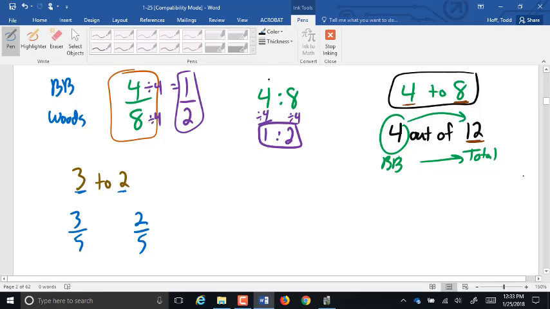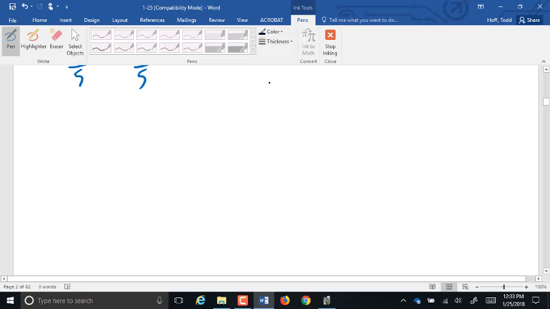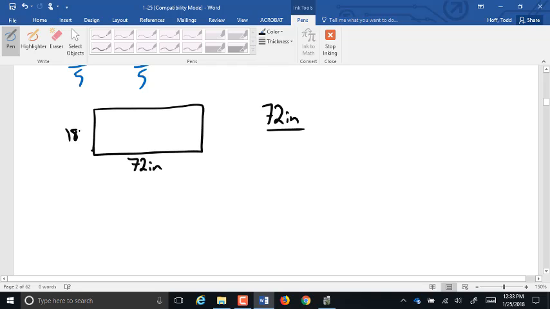Let's look at some other ratios, like the table here in the classroom. If you look at that table, these are 6-foot tables, so those are 72 inches long. They are 18 inches wide. Now the inches divide out. Both 72 and 18 can be divided by 18. What's 72 divided by 18? It is 4. 18 divided by 18 is 1.